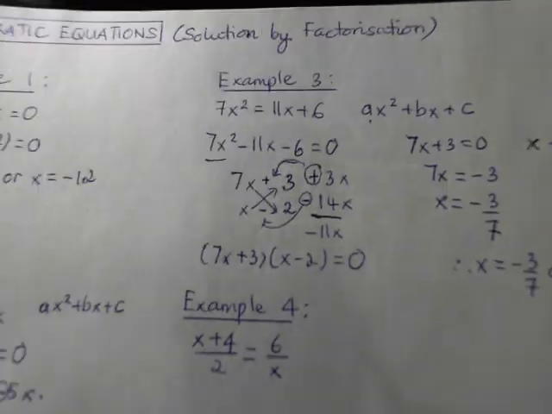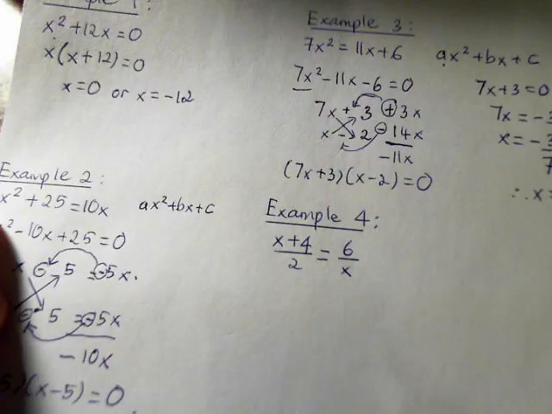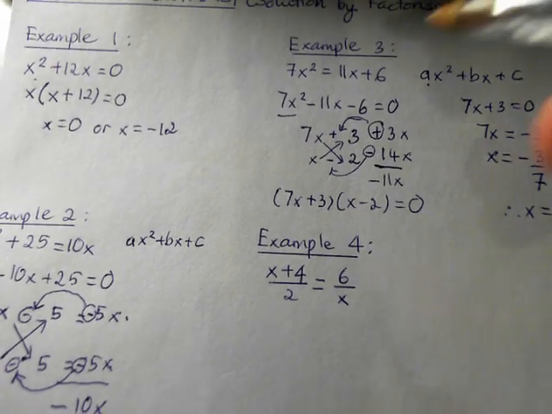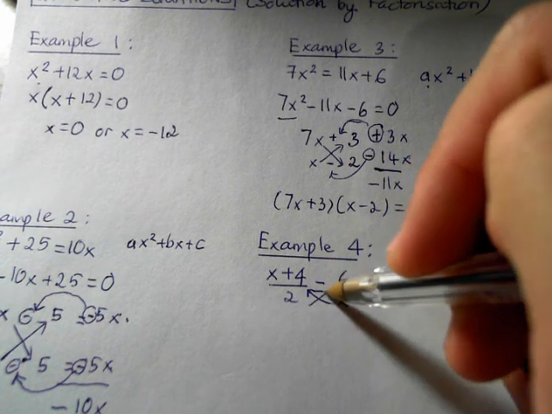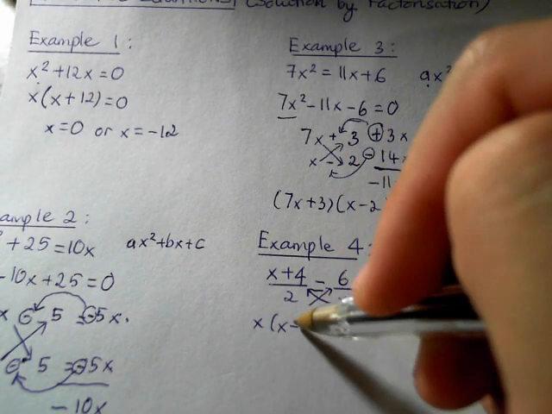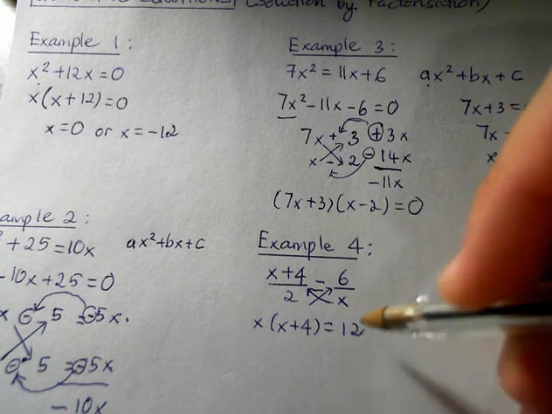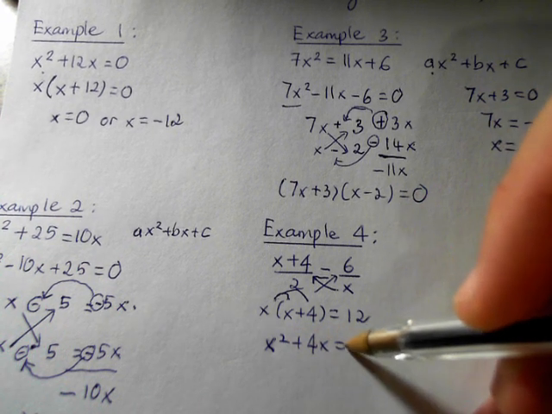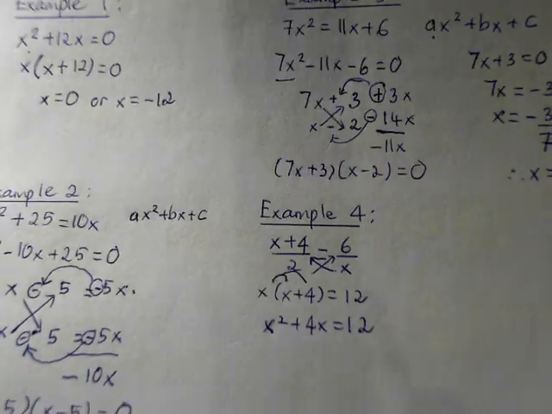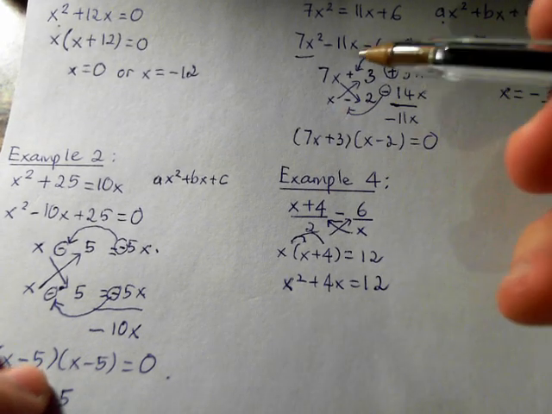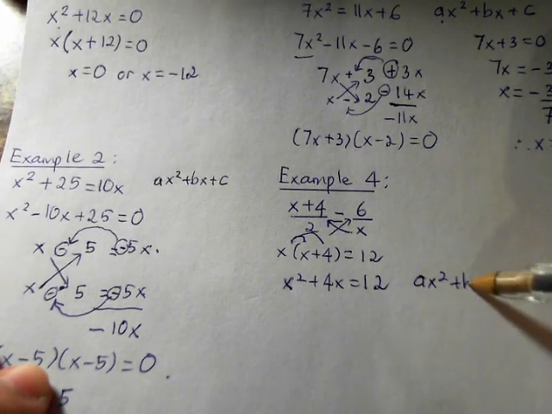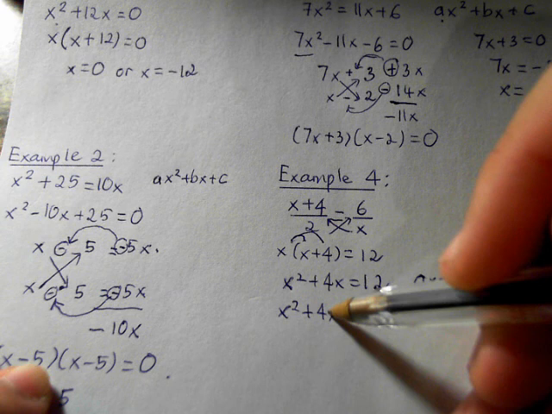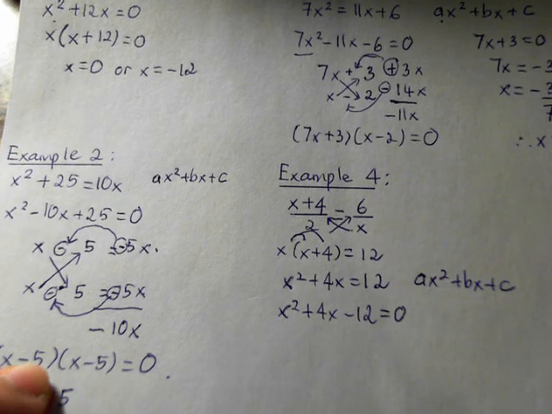Okay, example 4 that we have here is a little bit difficult. But the crisscross method that we used before would be quite similar to this. All we need to do here is just to cross multiply. So you have x multiplied by x plus 4 equals 6 times 2, which will give you 12. And we actually expand this: x squared plus 4x equals 12. Again, we'll always make sure that we put it into the ax squared plus bx plus c form. So in this case, x squared plus 4x minus 12 is equivalent to 0.